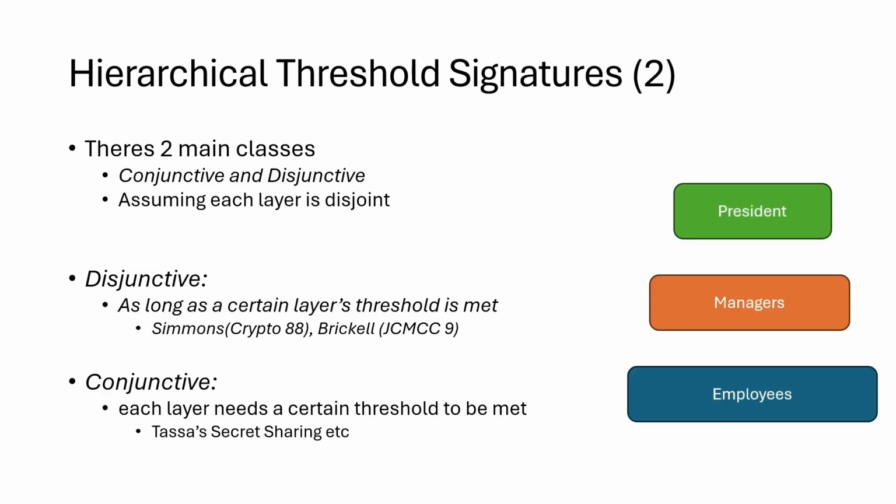And there are two types of hierarchical threshold signatures: conjunctive and disjunctive. Let's say I have three layers in my hierarchy: the president, the managers, and the employees. Disjunctive means the threshold is met if any particular layer's threshold is met. So for example, I can have 2 presidents, or 5 managers, or 20 employees. Conjunctive is a little bit different. I need at least 1 president and at least 2 managers and at least 5 employees to generate a valid signature. So there are 2 kinds.